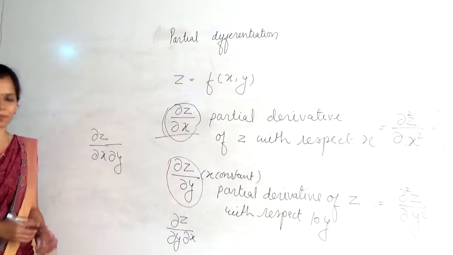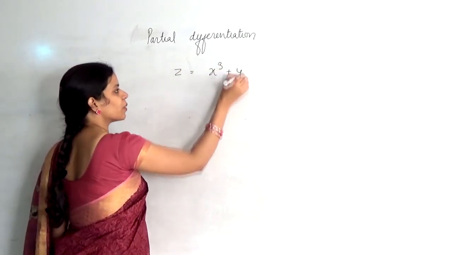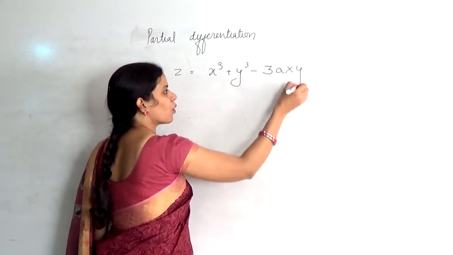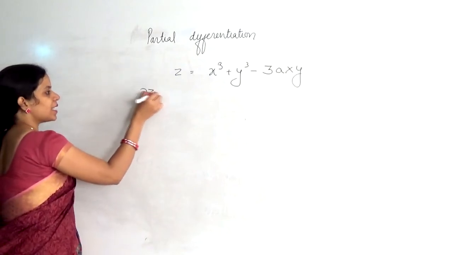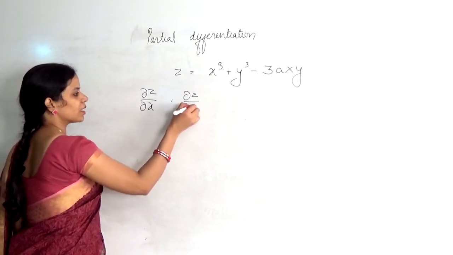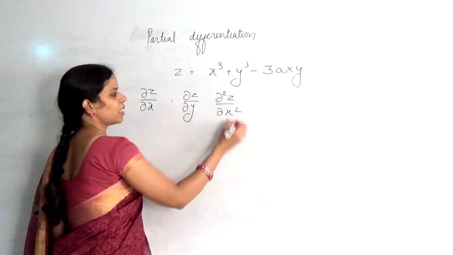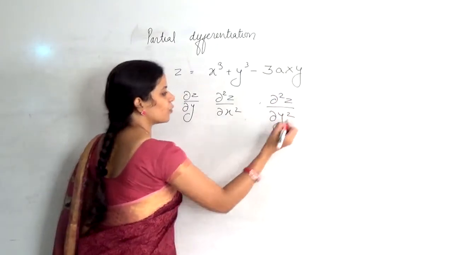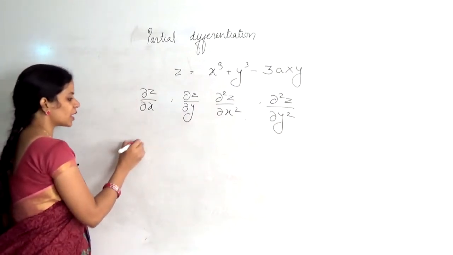Now take an example: z equals x cube plus y cube minus 3axy, and we have to find del z upon del x, del z upon del y, del square z upon del x square, and del square z upon del y square. At first we will solve it for del z upon del x.